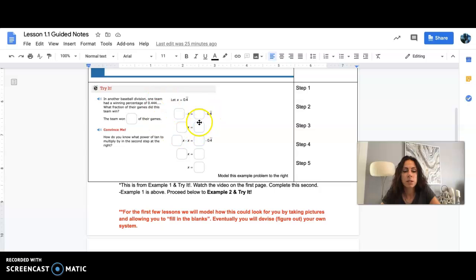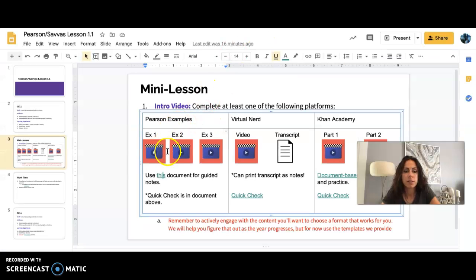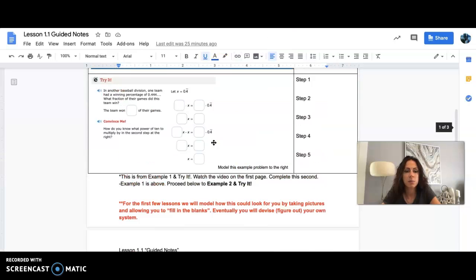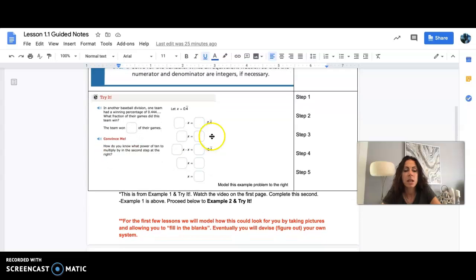So then you would go to example 1. This is example 1. You would click it here and it would take you to a little video, and then after the video would be this problem. Notice that it's 1, 2, 3, 4, 5 steps, because it's going to take 5 steps to be successful.